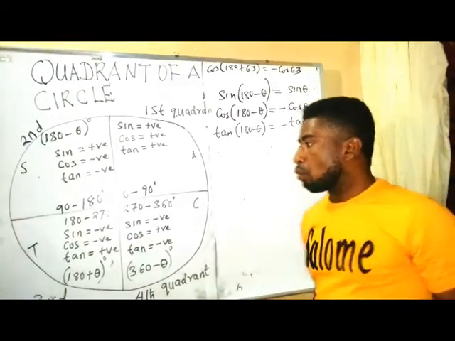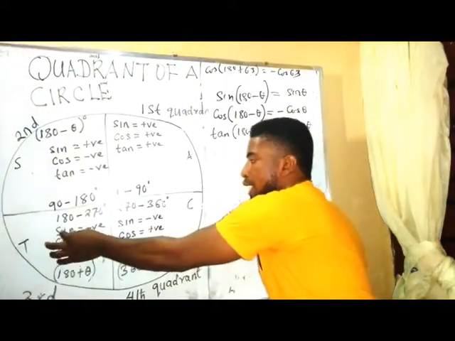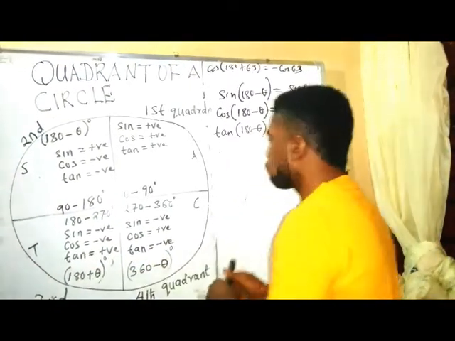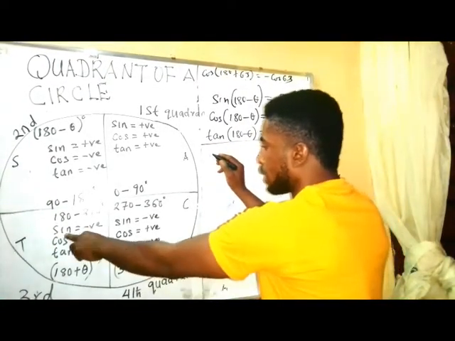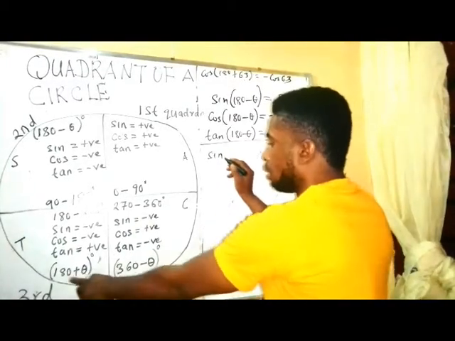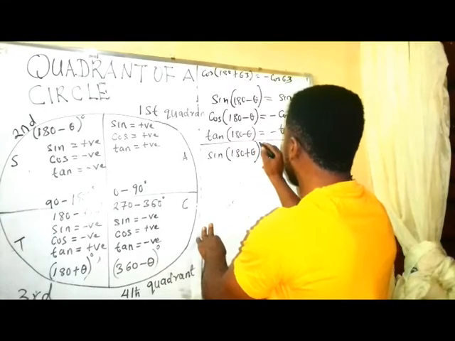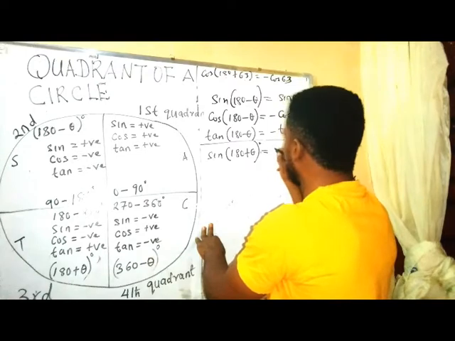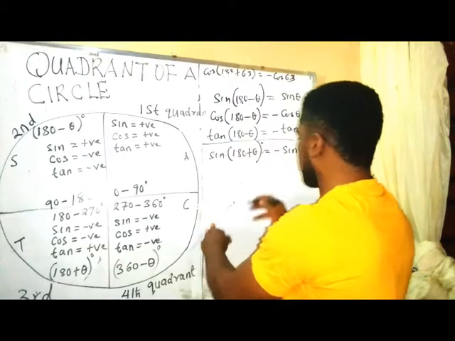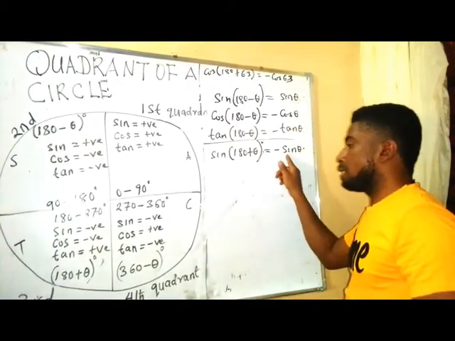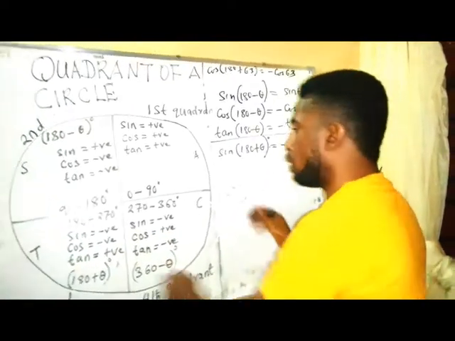So we now move to the third quadrant, and the range of the angle is 180 plus theta. So let us get the sine of this 180 plus theta. At the third quadrant, the sine of the angle 180 plus theta will be equal to minus sine theta. Notice the minus sign in this sine theta, because at the third quadrant sine is negative.